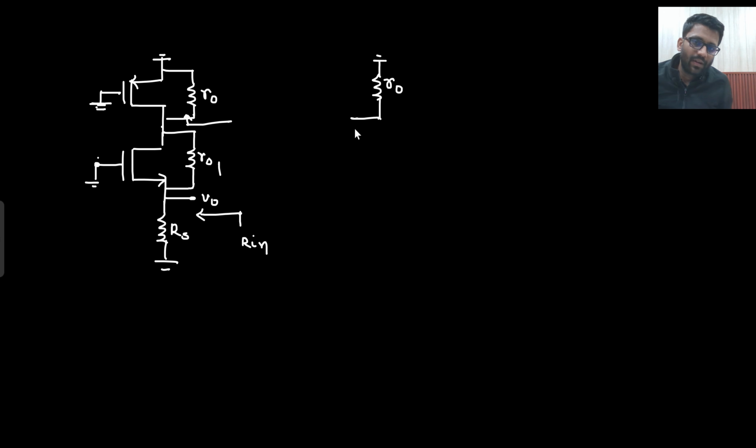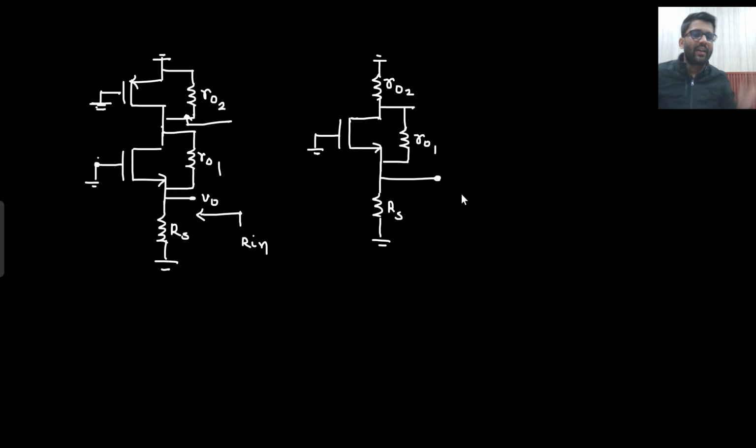Now, coming to this part. This was R0 2 actually. This is R0 1. And this is my RS. So this is how I have replaced the circuit. Now from here, I need to tell the resistance. So now I need to replace this circuit because I know that from V0 to ground, I see RS. From V0 to ground, I see RS.